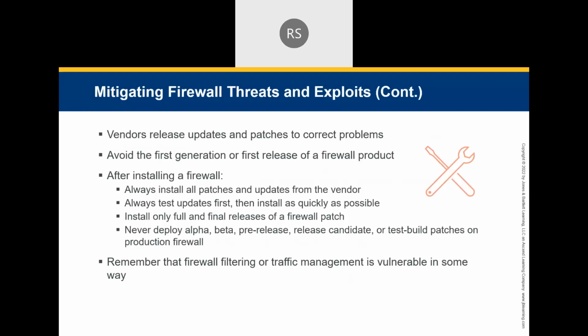Before you deploy those updates in the production environment, you want to thoroughly test them in a controlled environment to ensure compatibility, scalability, and stability. You want to avoid deploying alpha, beta, pre-release, release candidates, and test build patches on production firewalls. So you only deploy full and final releases of the firewall patches that are provided by the vendor.